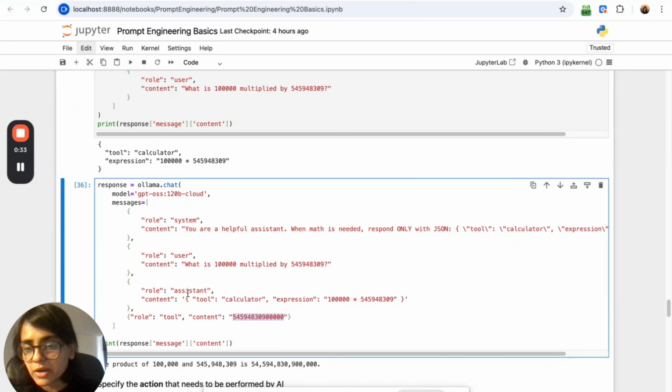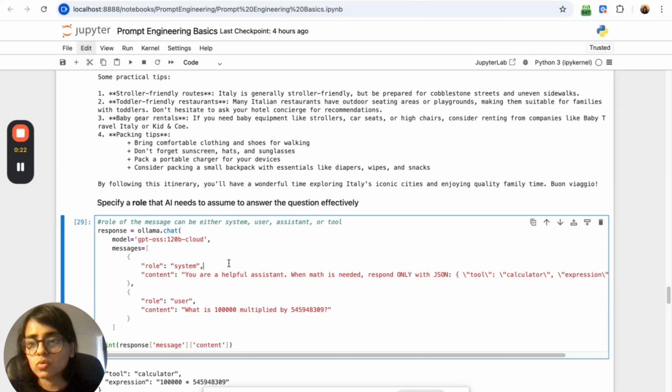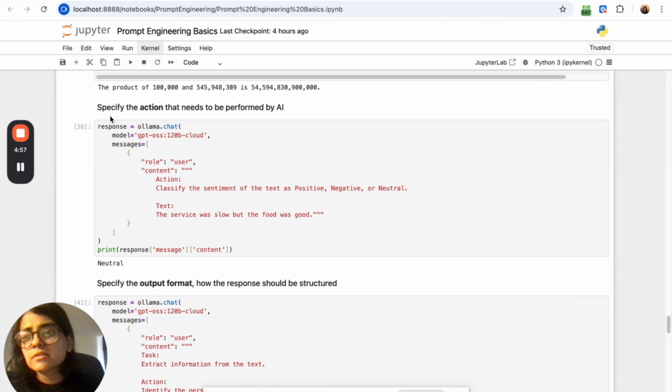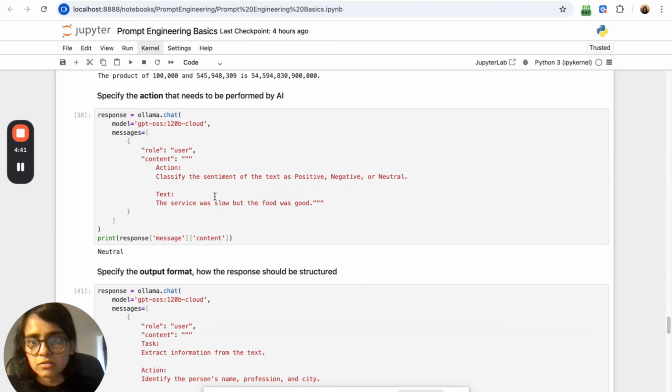You can keep appending these messages here so that it preserves the history and you are able to get a much better response. Through these roles, basically, you can control how the AI is responding to your questions, and it's very effective. Next is specifying the action that needs to be performed by the AI, which we have already spoken about. It is basically the instruction that you want to give the AI that should be very clearly specified in your prompts, and that will help the AI come up with a much better answer.